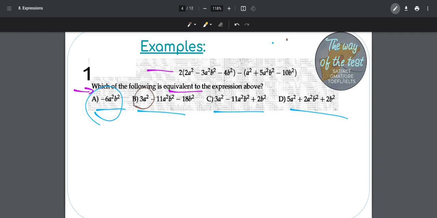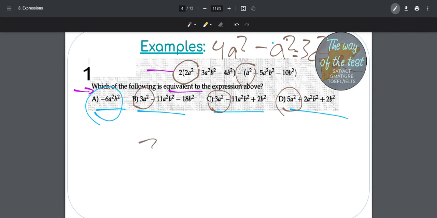So here I have 3a squared, 3a squared, 5a squared. So I'm just going to focus on a squared, not a squared b squared, not on b squared. So I have 2 times 2a squared, so I have 4a squared. Minus a squared, that's going to give me 3a squared. So whatever the answer is going to contain a 3a squared, so it's not letter D. So we are between B and C.